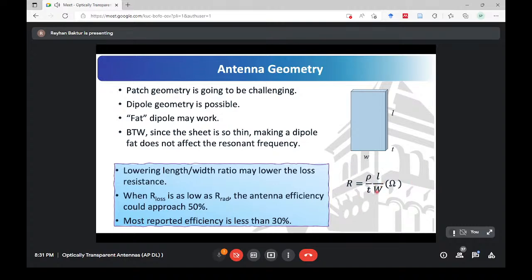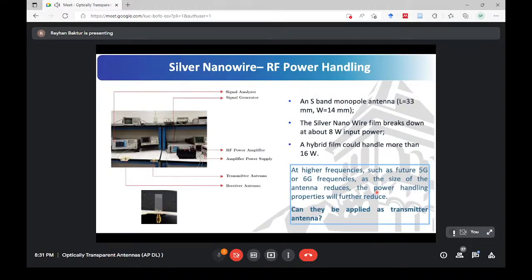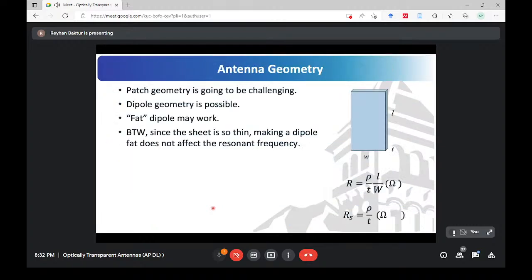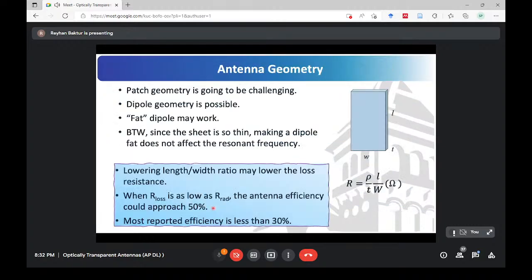Maybe we can just make our dipole fatter. That's why you saw some of my previous pictures here. I said dipole antenna, but it looks more like a flat, fat dipole. That's the reason. So we decided let's just fatten it and see what can happen.